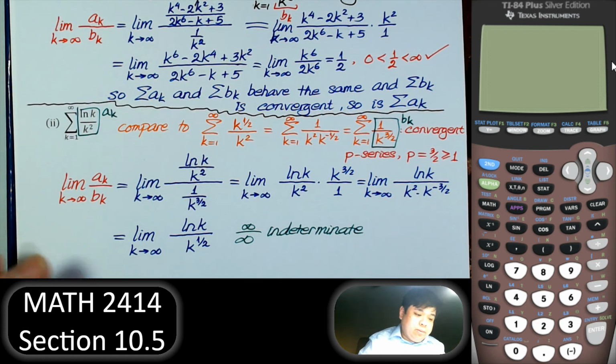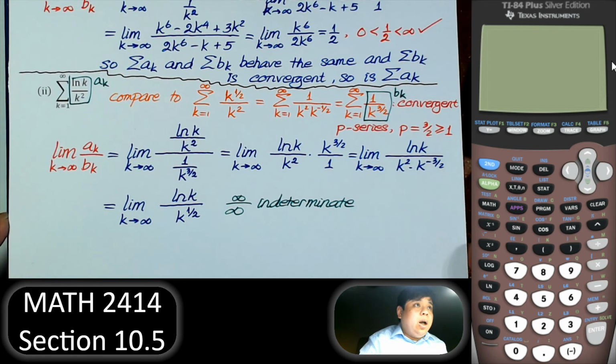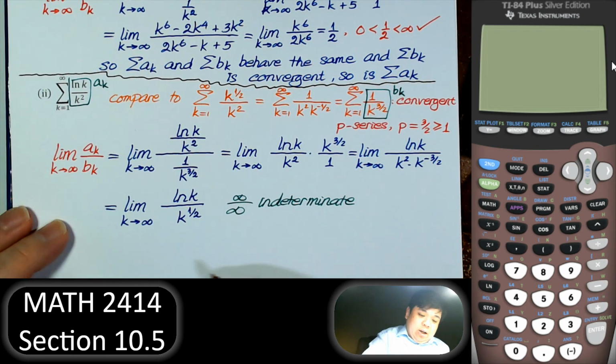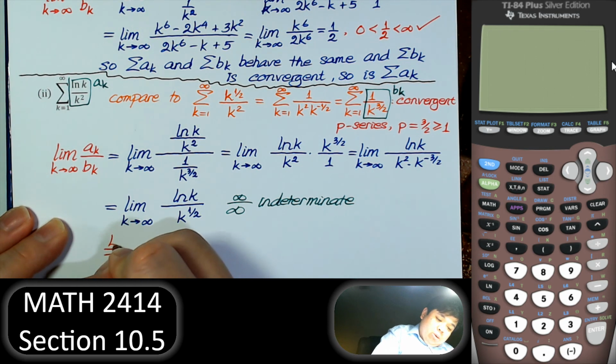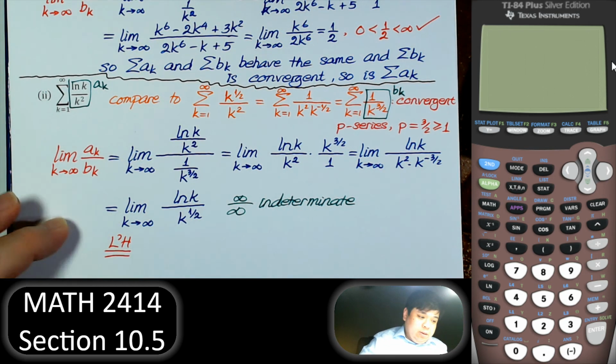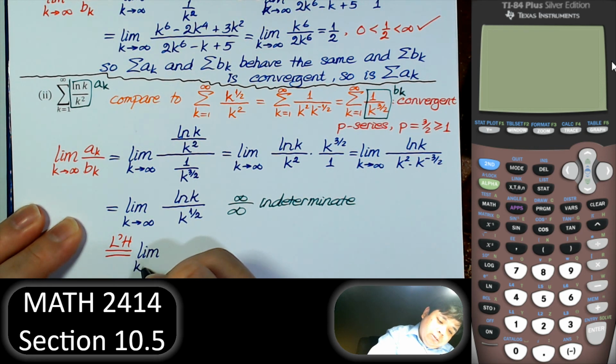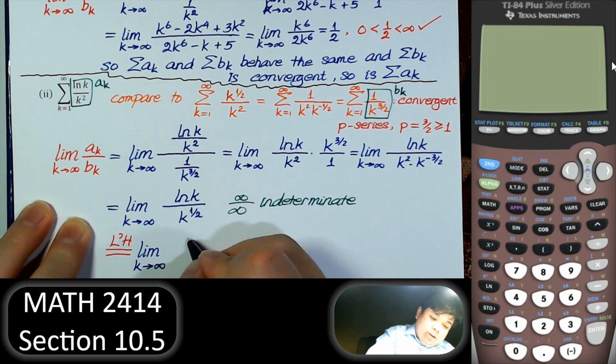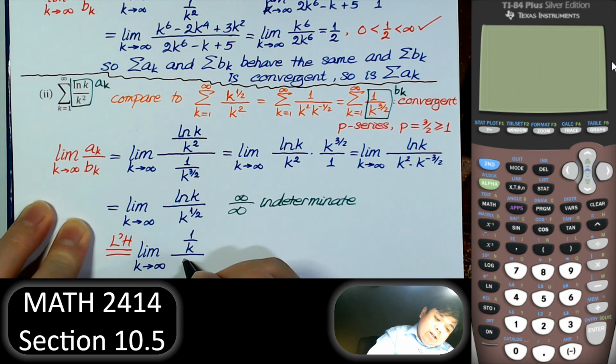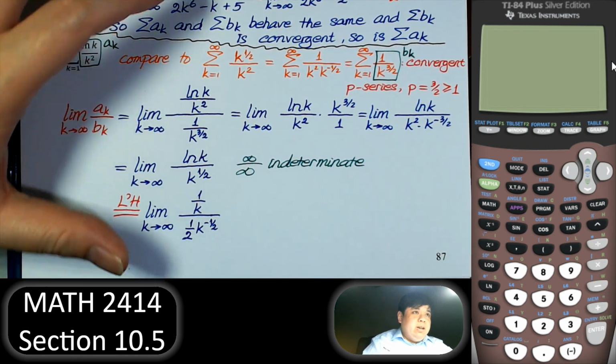In order to find the limit, we use L'Hôpital's rule. The derivative of ln of k is 1 over k. The derivative of this is 1/2 k to the negative 1/2. That is the derivative. Alright.